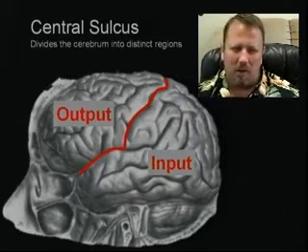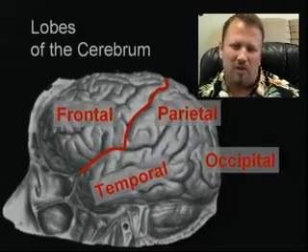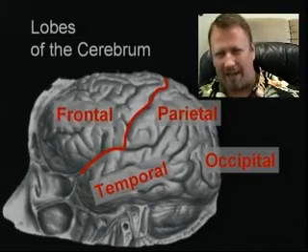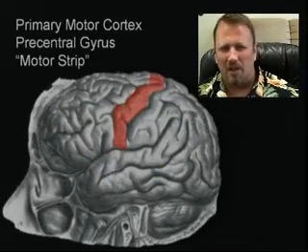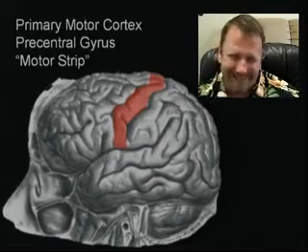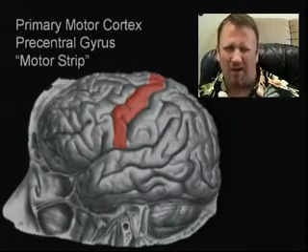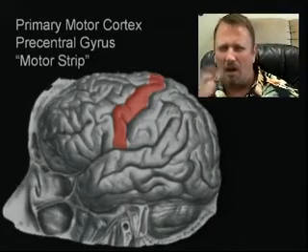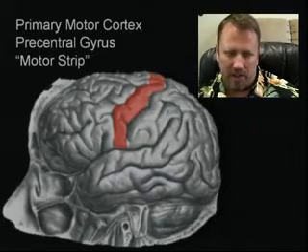Alright, so I showed you the central sulcus dividing the output side of the brain from the input side of the brain. And I showed you the lobes of the cerebrum. I want to draw your attention to the frontal lobe, which is anterior to the central sulcus. And notice that the primary motor cortex is on a gyrus of the frontal lobe. And that's also called the precentral gyrus. You might hear it called the motor strip as well, or motor cortex. So all these terms get used to describe this motor cortex.